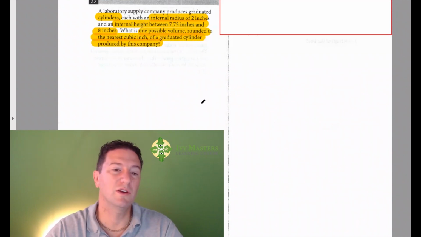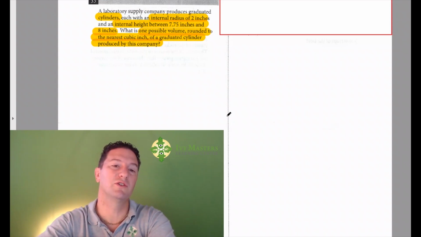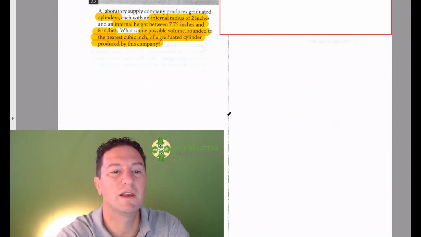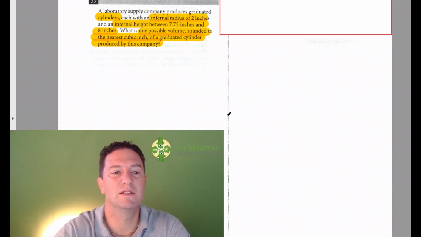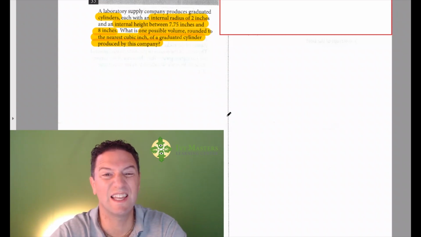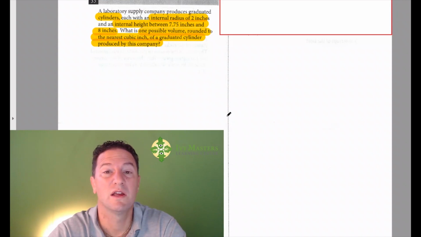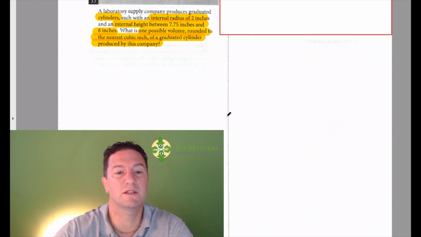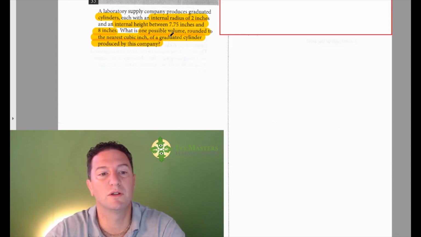Now, you could do this equation twice, but I think what makes sense is just to figure it out with a solid 8 inches so you don't have to mess with the decimals, even though you could use your calculator, and then just round down because it says rounded to the nearest cubic inch.